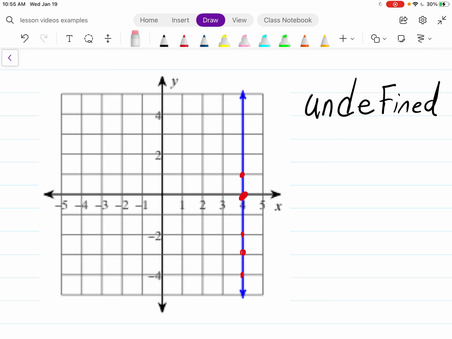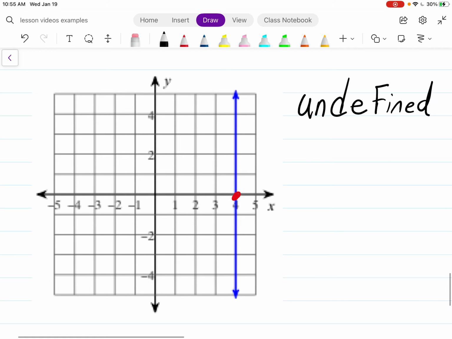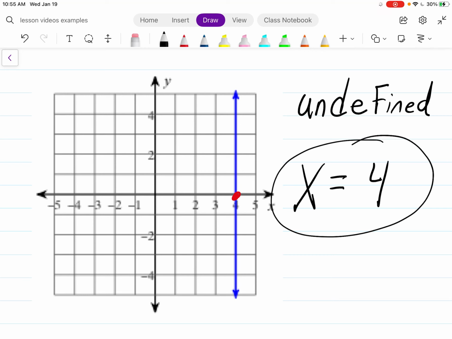So anytime you have a vertical line that goes straight up and down and does not travel left to right, you are just identifying what the x value is, because the x value will never change. It doesn't matter what the y value is, the x value will always be the same. So anytime you have a vertical line, you're going to write an undefined slope or undefined line as x equals 4, because you're only identifying the x value, since that is the only constant through everything.